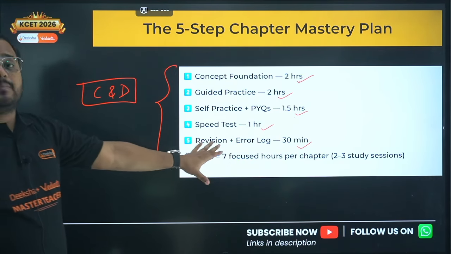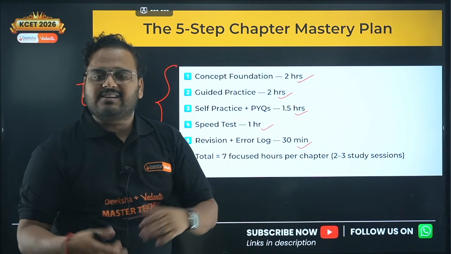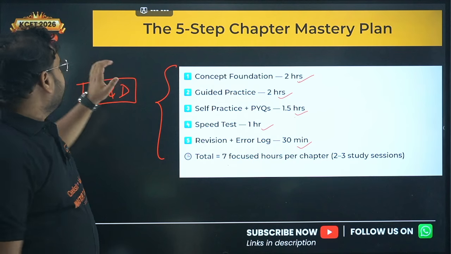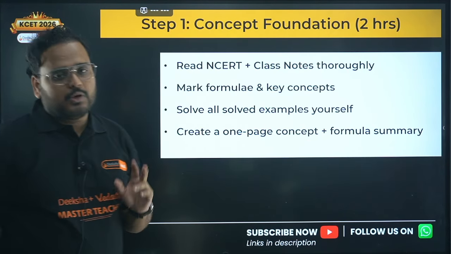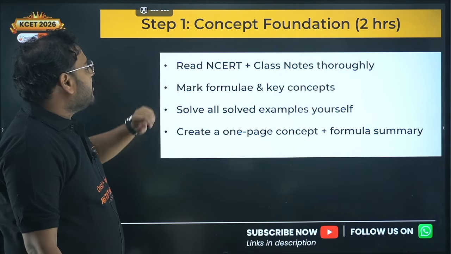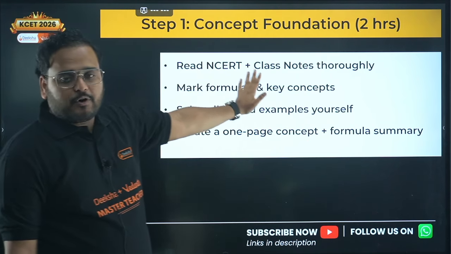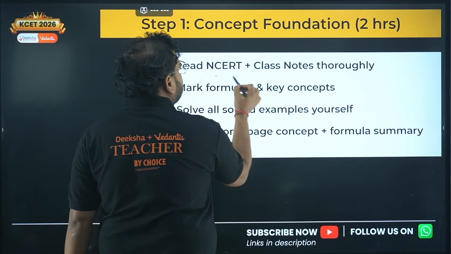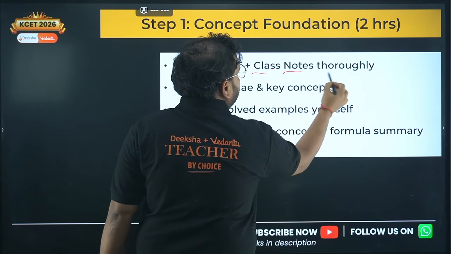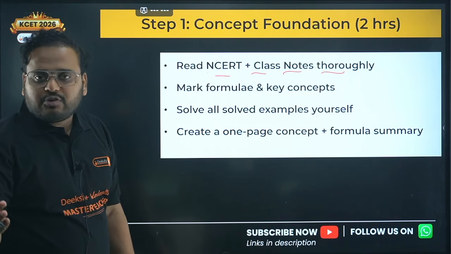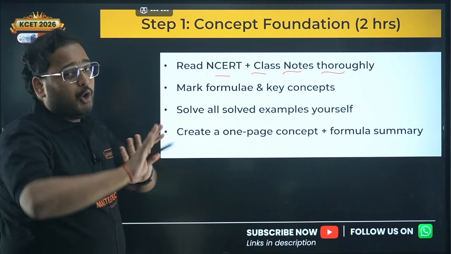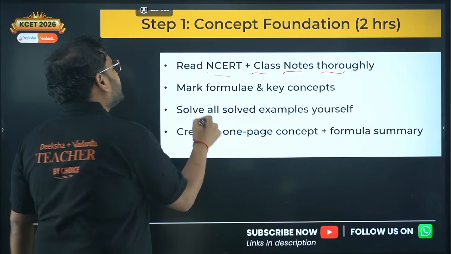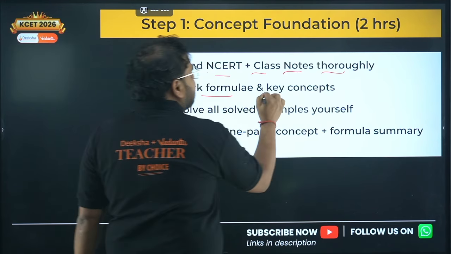Again, this is for the revision plan, okay? Because you already read, studied C&D, no? This is the revision plan. Let's move on and see all the steps one by one. Step number 1 will be starting from, of course, building the foundation, the concept building. Start from NCERT, okay? Class notes that you are making, whatever class notes you have made, follow that and your NCERT. No other textbook required.